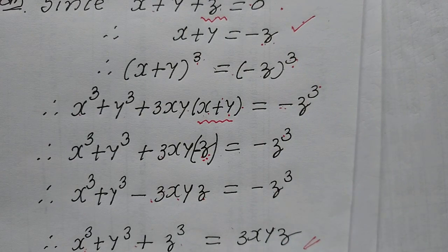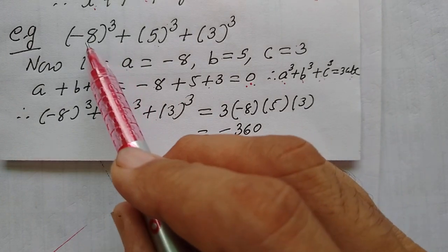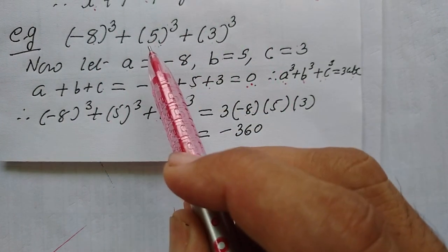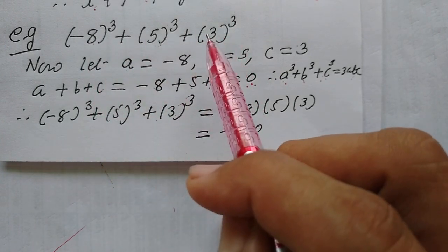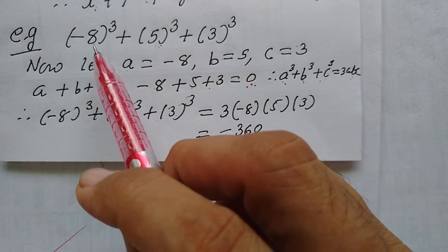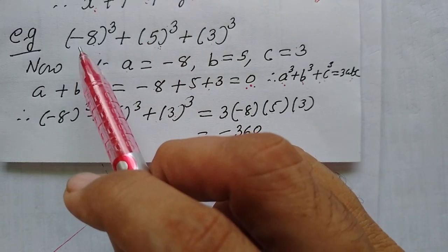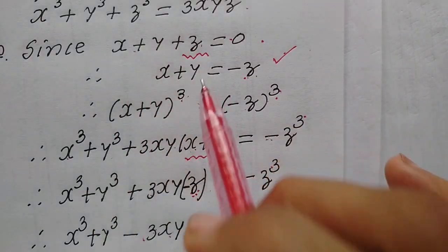Now children, let us understand one example. This is minus 8 cube plus 5 cube plus 3 cube. The question is: find the value of this expression without doing actual calculation. Don't find the cube of this, cube of this, cube of this and then add or subtract. That way we don't want. We want it by this method, children. Just now I taught it this way.